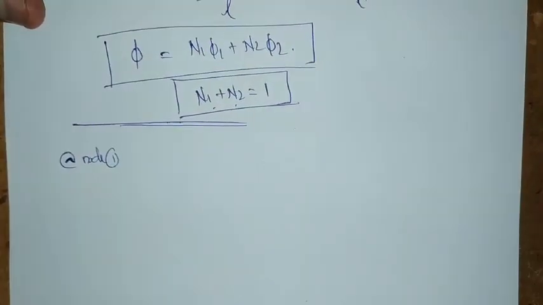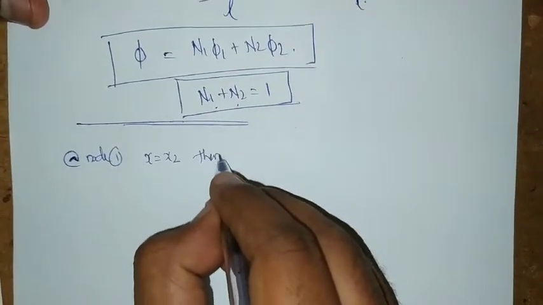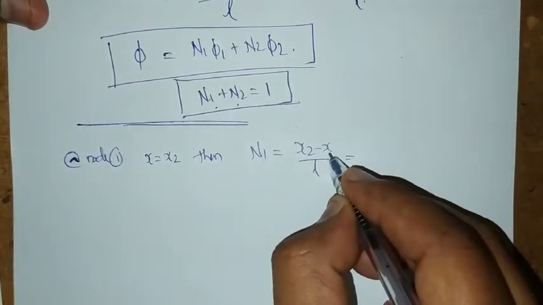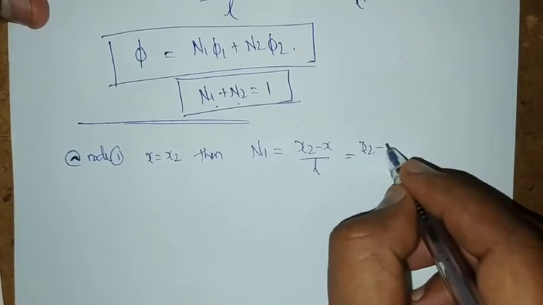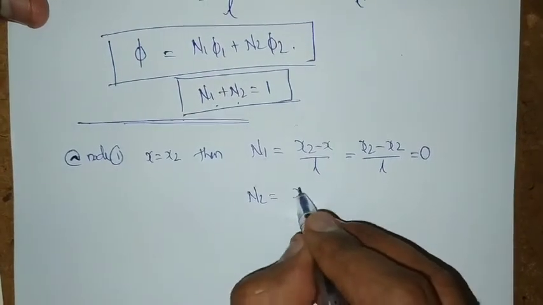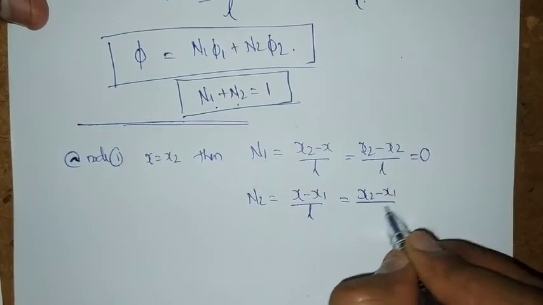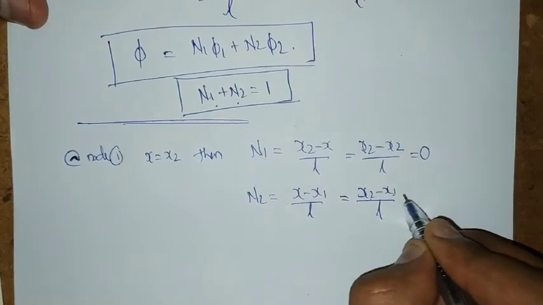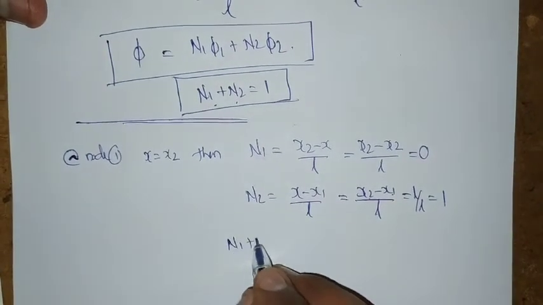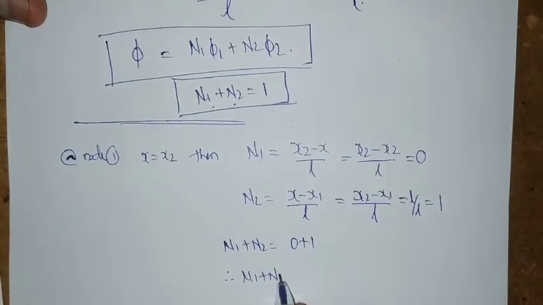For this condition, if at node 1 I am going to consider x as x2, then what is n1? n1 is equal to (x2 minus x) by L. If I substitute the value of x here, it will become (x2 minus x2) by L, so the equation will become 0. Similarly, n2 is equal to (x minus x1) by L. That is equal to (x2 minus x1) by L, where x2 minus x1 can be written as L. That is equal to L by L, that is equal to 1. Then n1 plus n2 is equal to 0 plus 1. Therefore n1 plus n2 is equal to 1.